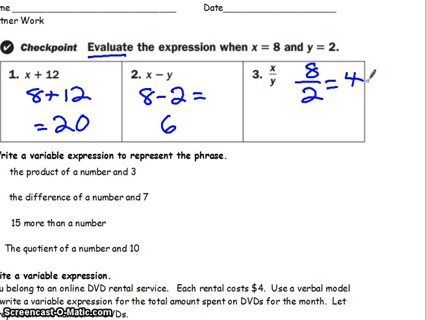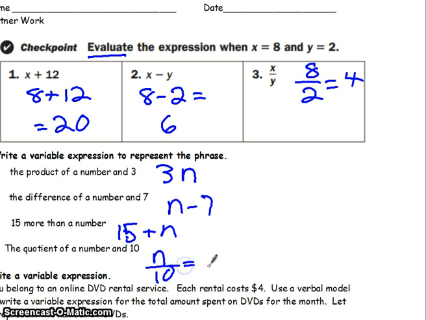And let's get a couple of these going again. The product of 3 and a number: 3 times the number. Again, we're not using that multiplication sign, just butting them up next to each other. The difference of a number and 7. 15 more than a number is 15 plus n. The quotient of a number and 10.